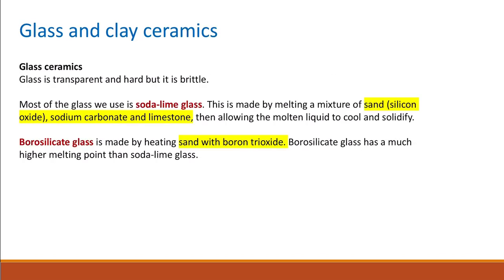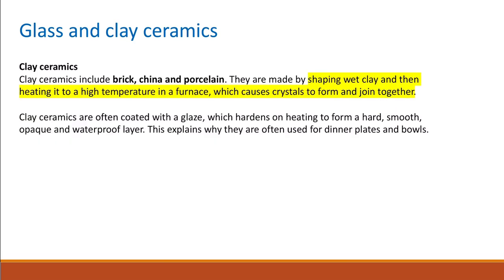Glass ceramics. So glass is transparent and hard, but it's brittle. What you need to know are the two different types of glass. So we have the soda lime glass that is made by melting a mixture of sand, sodium carbonate, and limestone. The other type is the borosilicate glass, which is made by heating sand with boron trioxide.